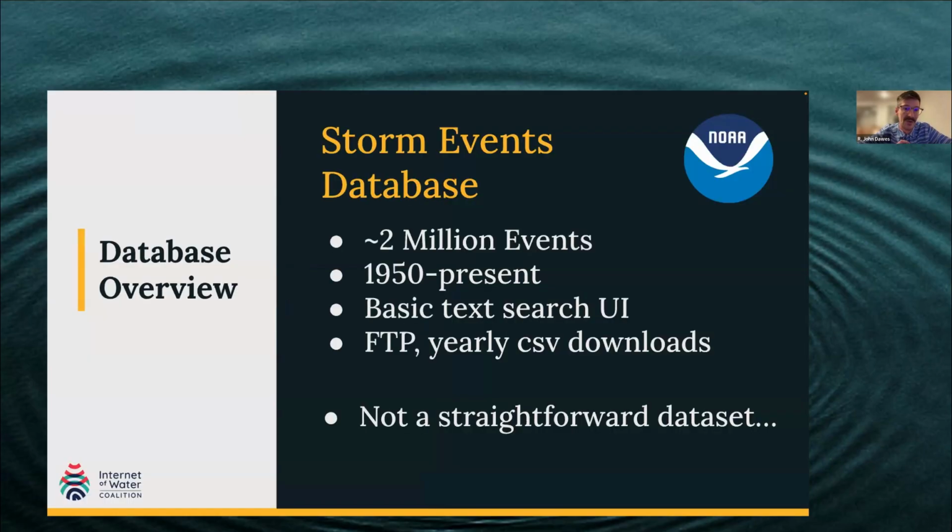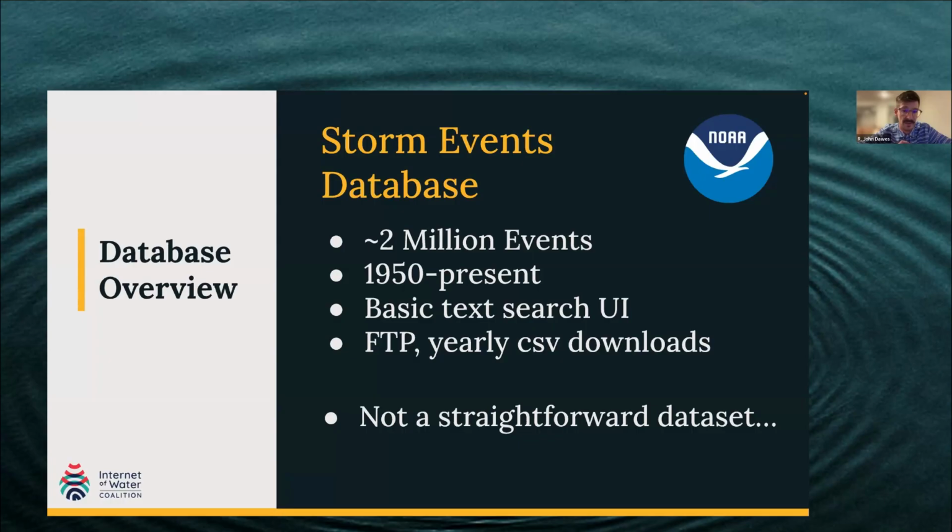So in total, the coverage of the database is pretty incredible. It's almost 2 million events. I think we're at around 1.95 million events, and those events span from 1950 to present. The thing that's important to note, and kind of a fun fact, is that I believe the Storm Events database developed by NOAA started first with a tornado registry and has since expanded.